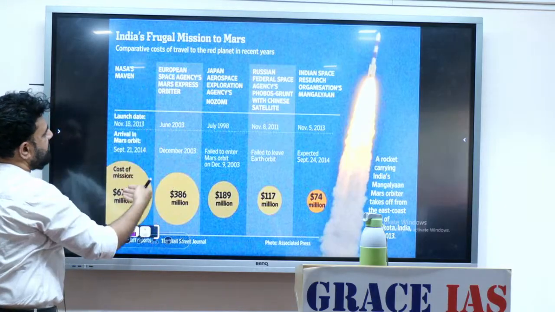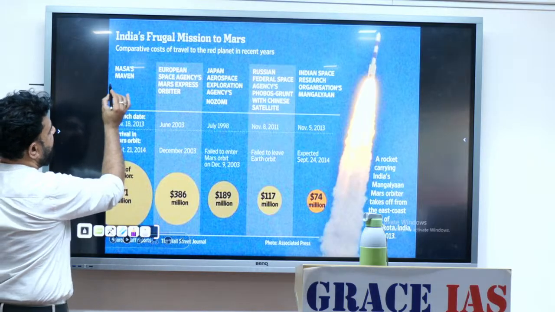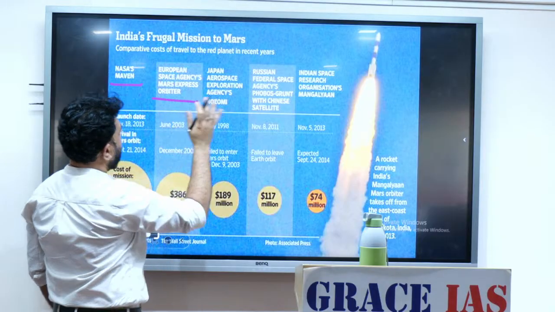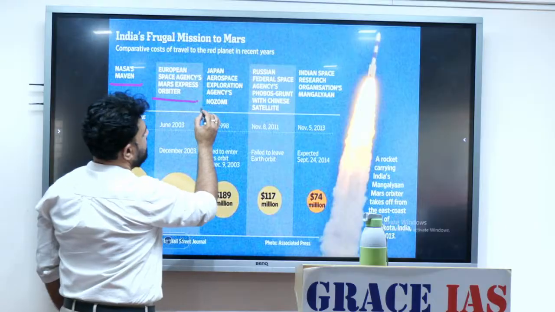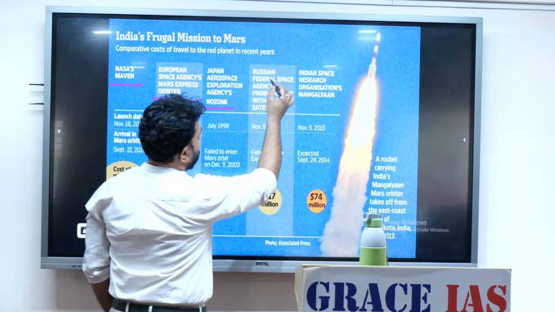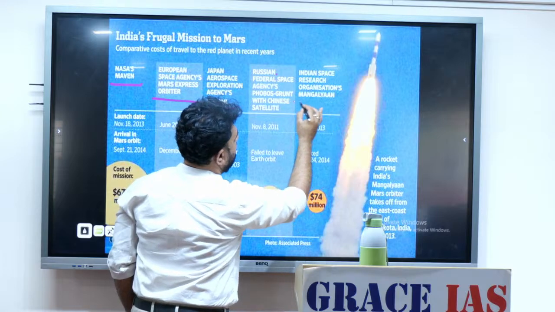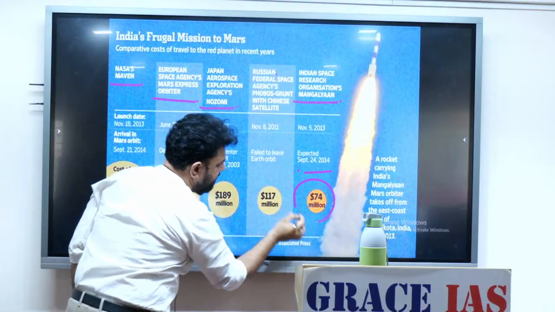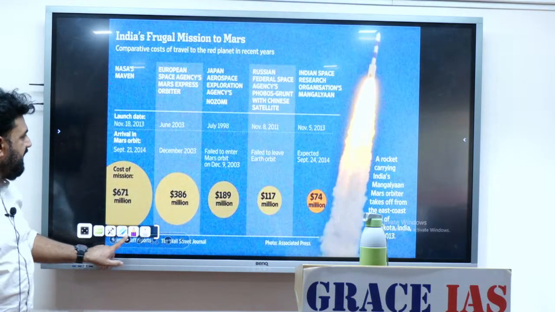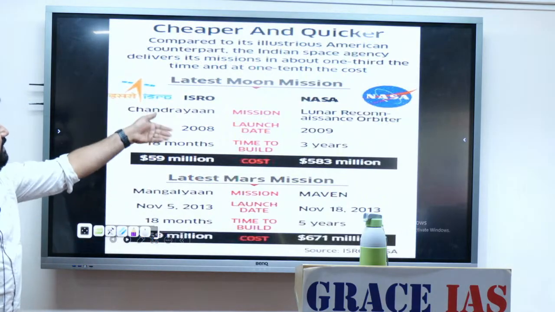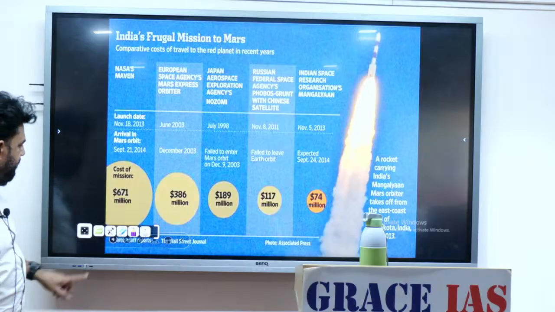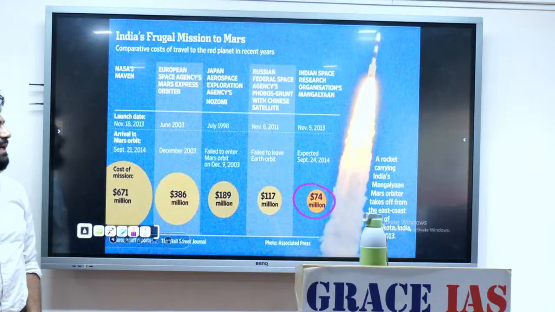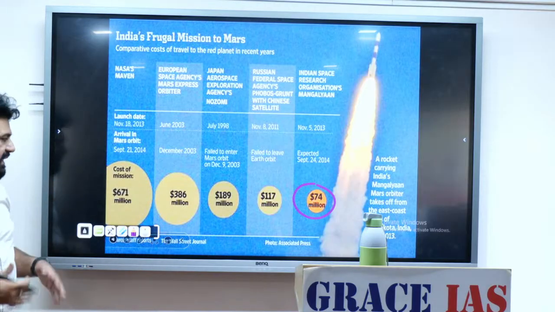So we have NASA's MAVEN, just for comparison purposes here. MAVEN is America's Mars mission, and then we have the European Mars Express orbiter mission, Japan's Nozomi mission, the Russian mission, and India's Mars Orbiter Mission or Mangalyaan. It is popular as the lowest cost. Among all Mars missions, India's Mars mission is the lowest cost. That is why it is so popular.